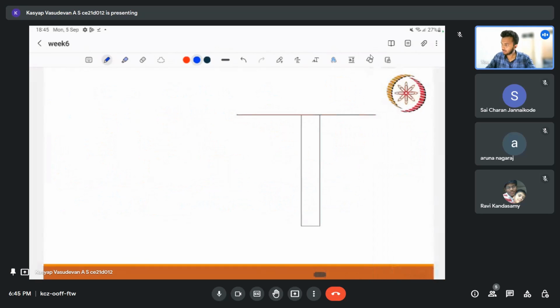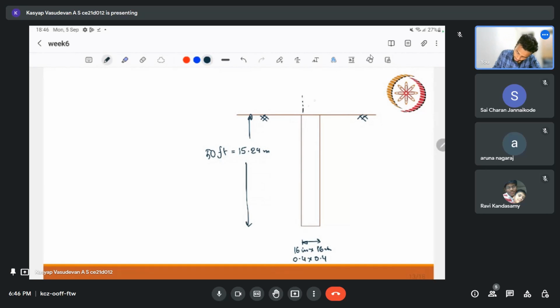In the question we have a pile which is 50 feet, right? 50 feet comes out to be 15.24 meter, and we have dimension as 16 inches into 16 inches. This is nothing but 0.4 into 0.4. So from the dimension we know that it is a square pile. It would look like this from top, 0.4 meter into 0.4 meter.